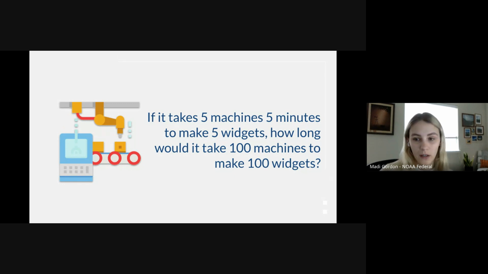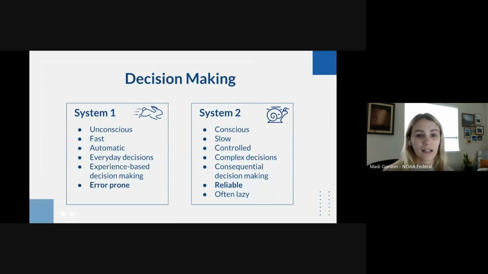So what was going on here? This is 2 different cognitive processes. Here are our system 1 brain and our system 2 brain when we come to decision making. Our system 1 is unconscious, it's fast, it's automatic, and it's for those everyday decisions. It's experience-based, but it's often error-prone. This is how you basically drive home and not even remember how you got home, but you kind of just went into that auto mode there.